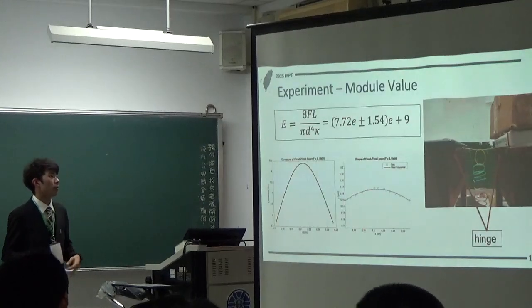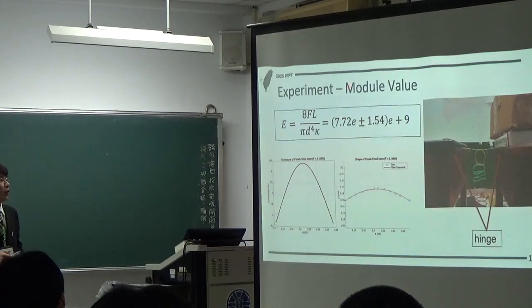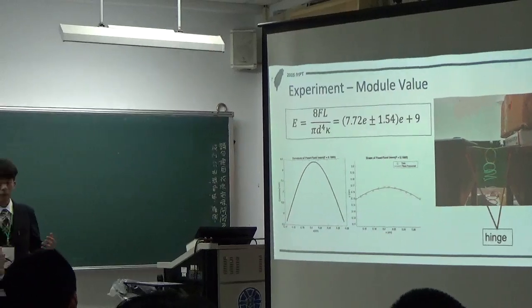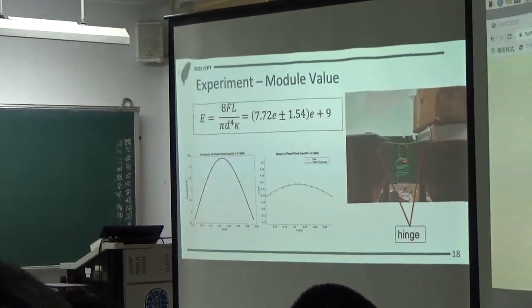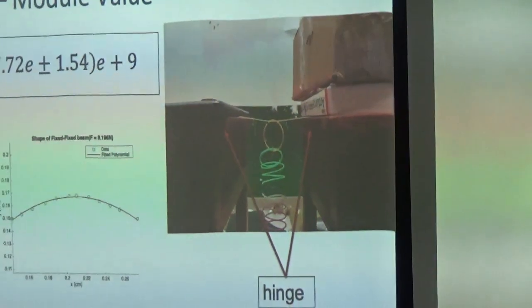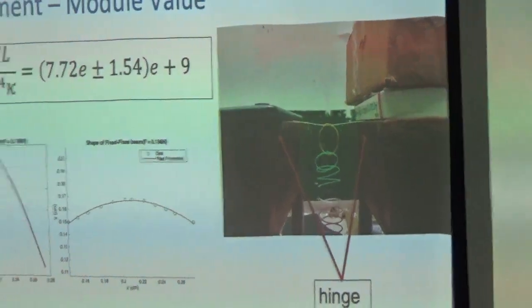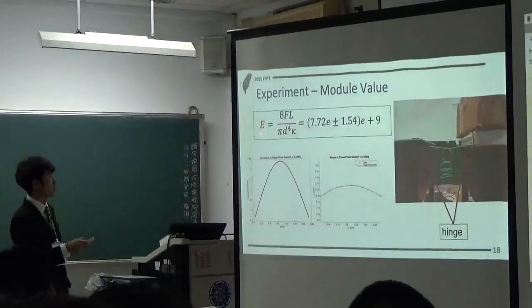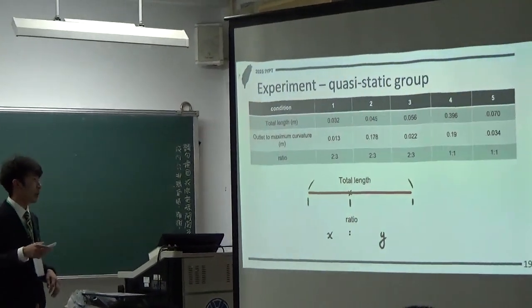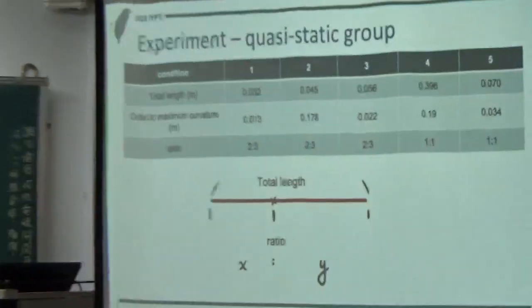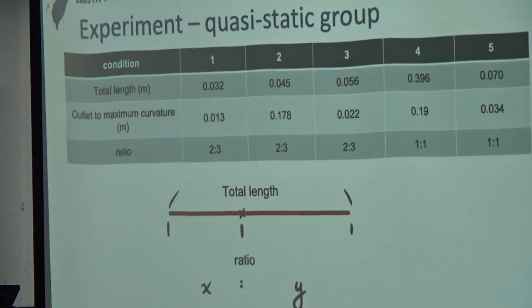So first, we must calculate the Young's modulus. We measure it by fixing both sides of the spaghetti and applying a force on the middle point. And then we can know the curvature, the maximum curvature, with which we can know the Young's modulus by this formula. And then we separate the spaghetti into 5 different groups. So this means 5 different shapes of spaghetti.